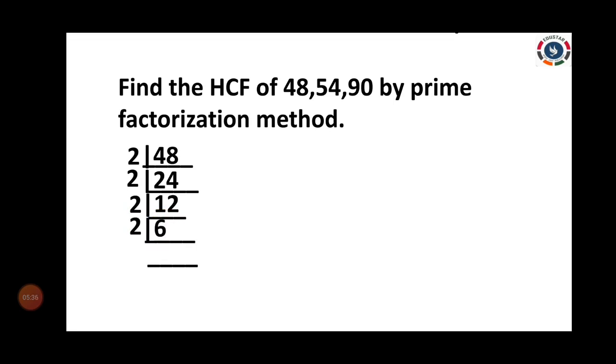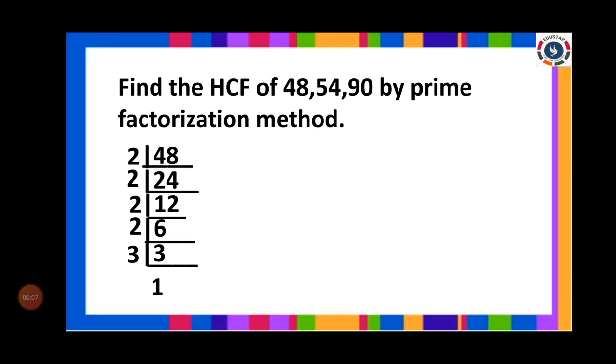Then 6 is an even number, so again I am using 2. How many 2's are there in 6? 3 times. So you have to write 3. Okay, so you are getting 3. 3 is a prime number. So whatever number you want to divide, if it is prime, use the same number 3. So I am going to divide the value by 3. How many 3's are there in 3? Only 1 time. So write 1.